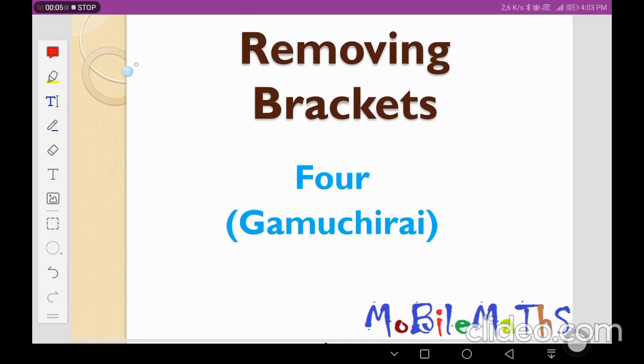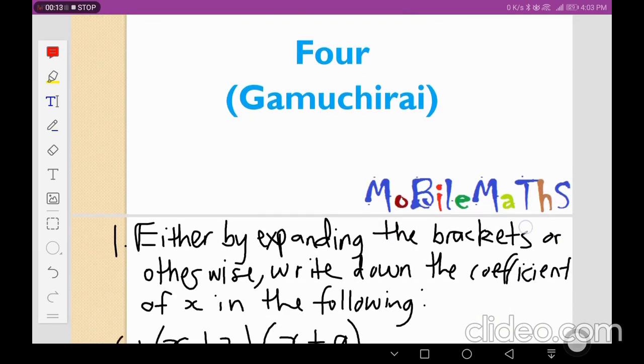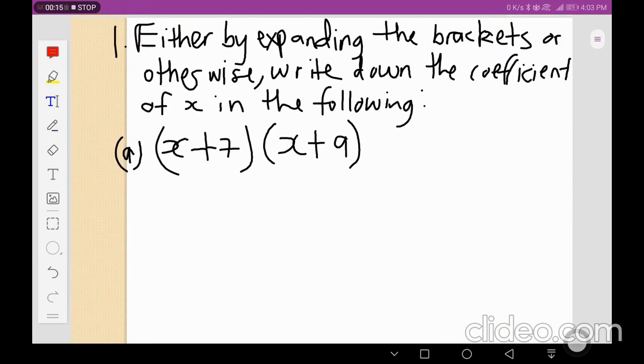Today I want us to look at some coefficients. We want to calculate the coefficient when we are given some problems. I've got a couple of questions that I want us to go through. The question is saying either by expanding, so it means there are other ways you can do it when you now know these things. Expanding the brackets, or otherwise, write down the coefficient of x in the following questions.